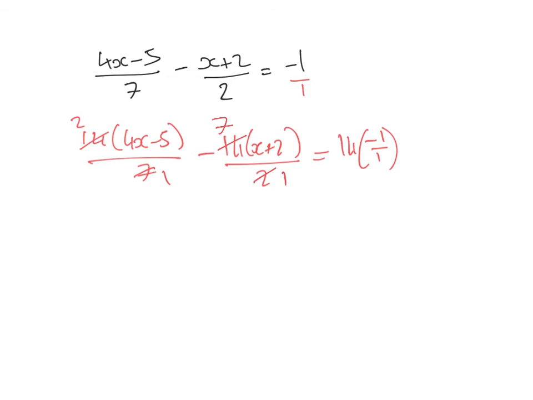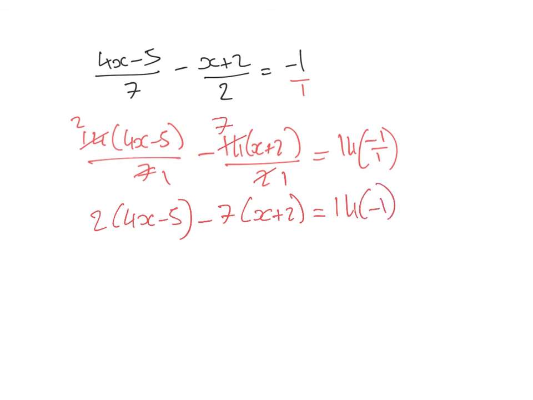Okay, so now we can multiply out. So what we end up with first, before we do that, and often it makes sense to do this right out so you can see what's going on, is 2 times 4x minus 5, minus 7 times x plus 2, equals 14 times negative 1. All the denominators we don't have to write because they're all 1. And getting rid of the denominators is one of the key things in processing algebraic fraction questions. So now we can multiply everything out. So 8x minus 10. Now, here's the biggest mistake people make.